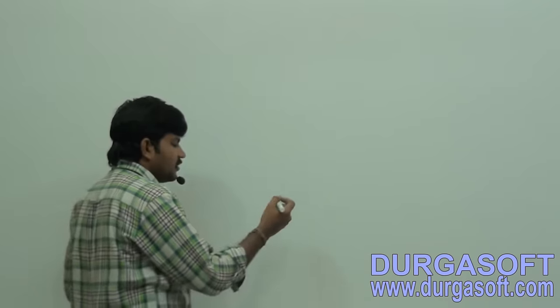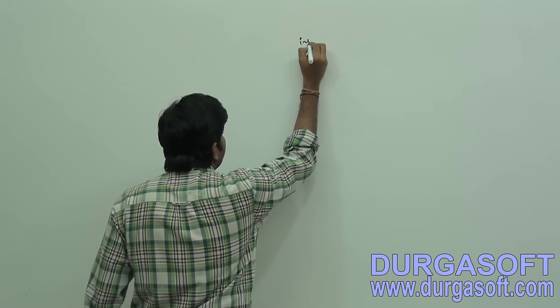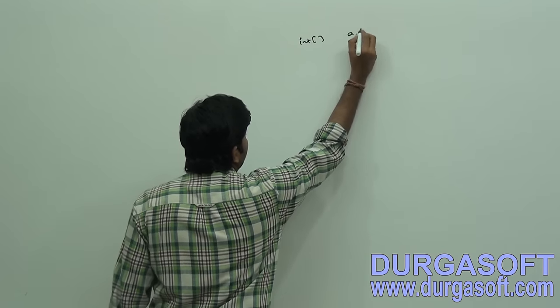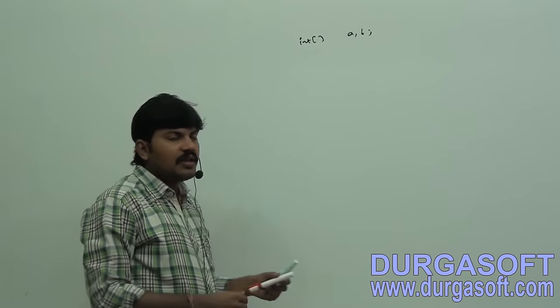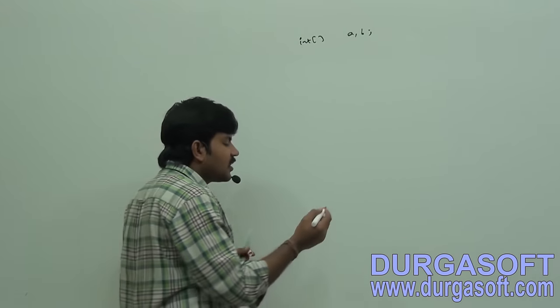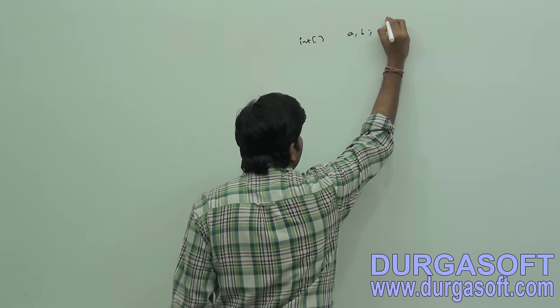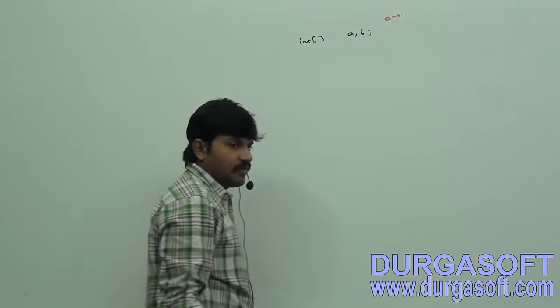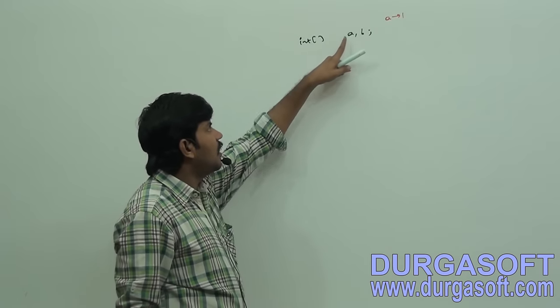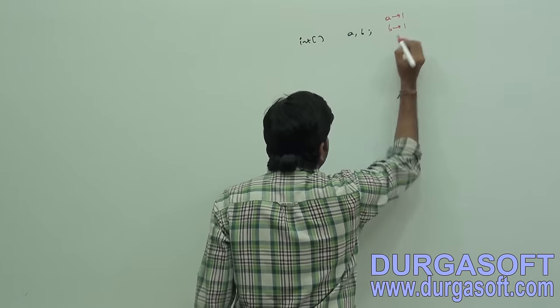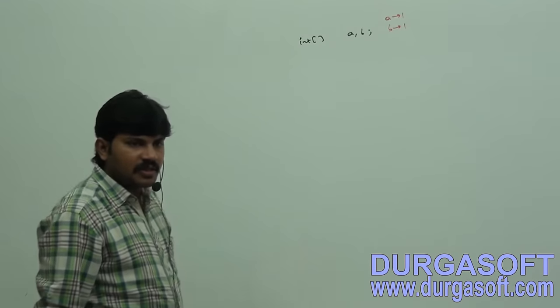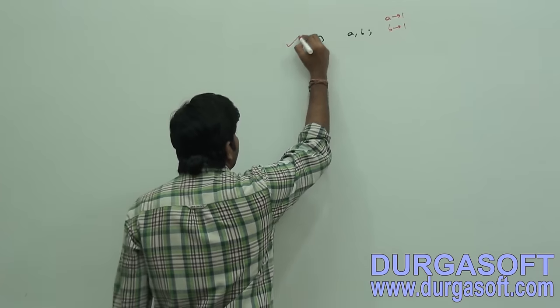Next, there is another important conclusion related to declaration. Very important. Int array A, B, I'm taking. Can you tell what is A's dimension? One. A and B are one dimensional arrays. A's dimension is one. What is B's dimension? One. A's dimension is one, B's dimension is also one only. Valid.